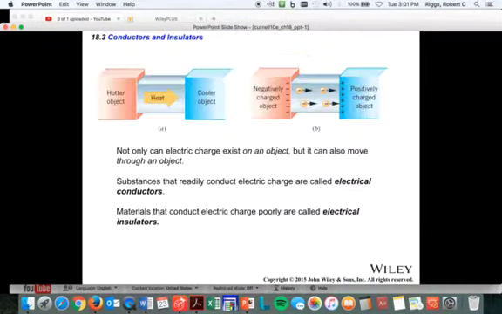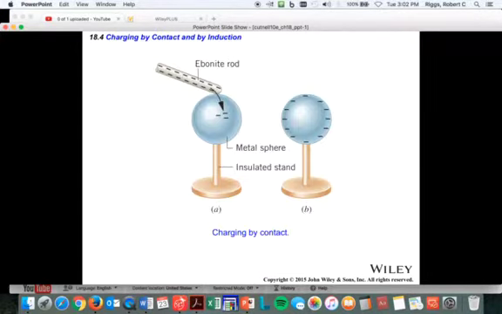Okay. Charged objects and electric force. Not only can electric charge exist on an object, but it can also move through an object, just kind of like heat does. Negatively charged moves to the positive charge. We kind of talked about all this stuff. Substances that readily conduct electrical charge are called conductors, and things that conduct heat well are usually the same things that conduct electricity well. Materials that do it poorly are called insulators.